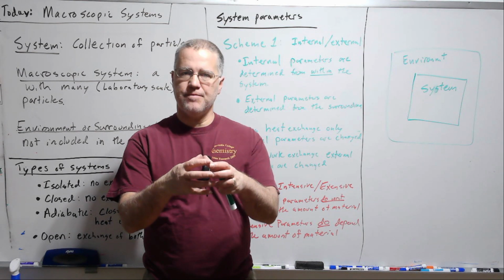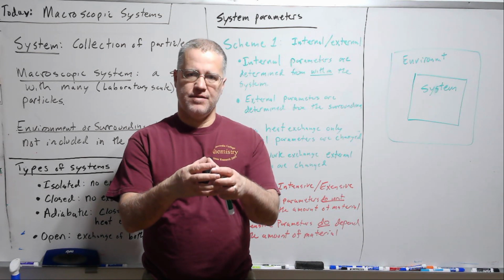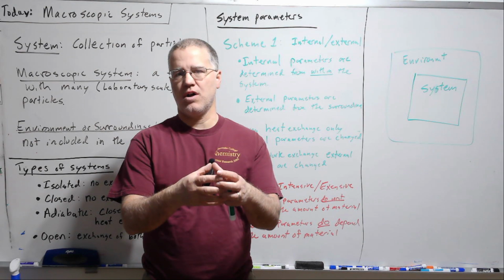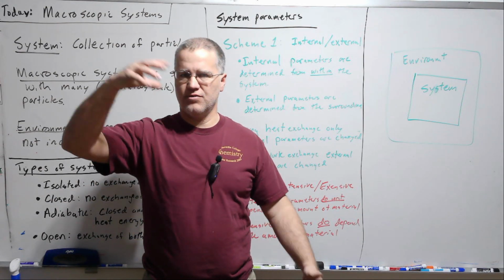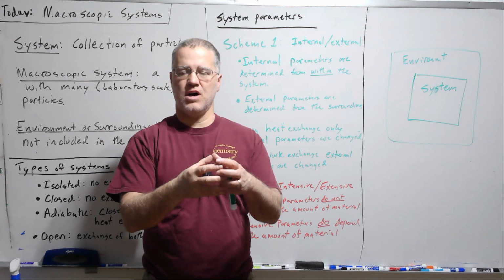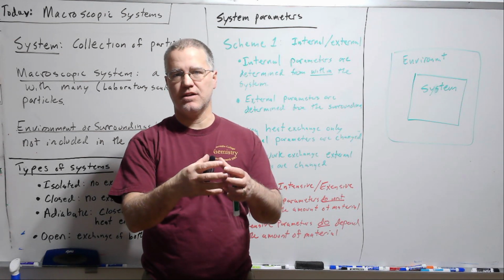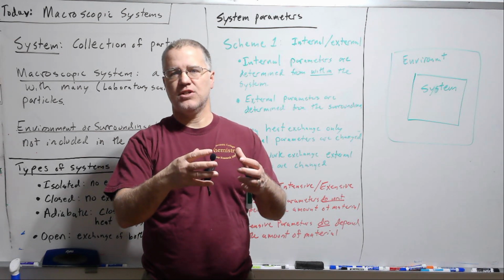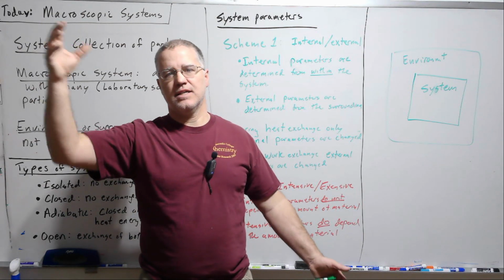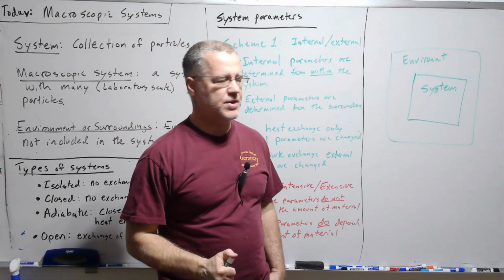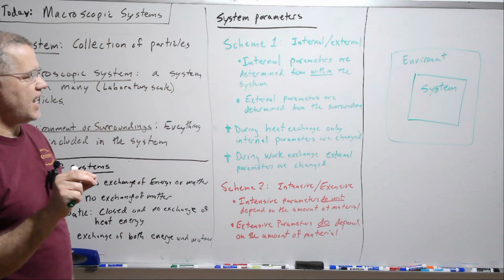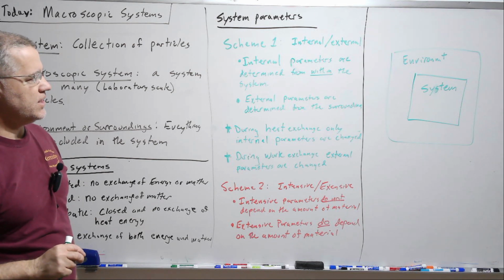So let's say we had a beaker of water. The most likely thing that we're interested in is the water, not so much the beaker or the room air around it. So we would be wanting to talk about the properties of the water, which just happens to be contained in a beaker, but the beaker would be considered part of the environment, as would the bench top and the air around the beaker. So the system is looking specifically at what it is that we are interested in.